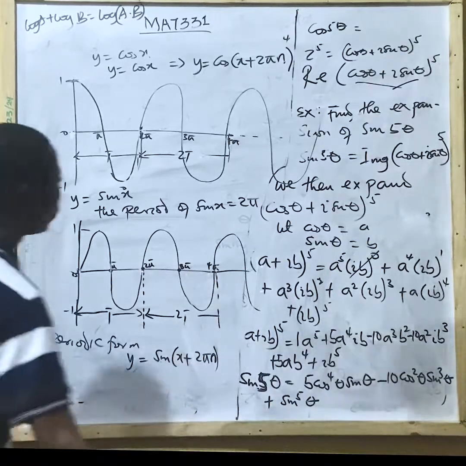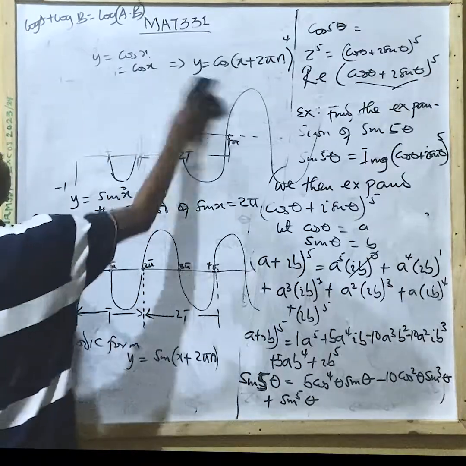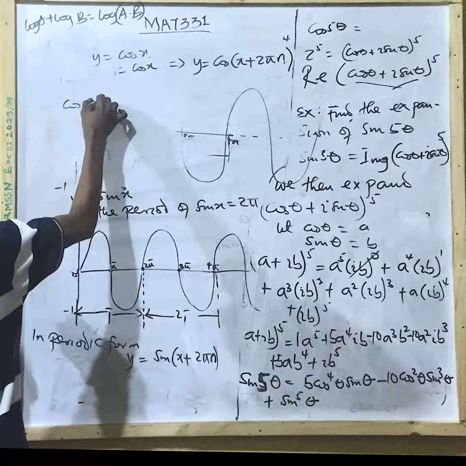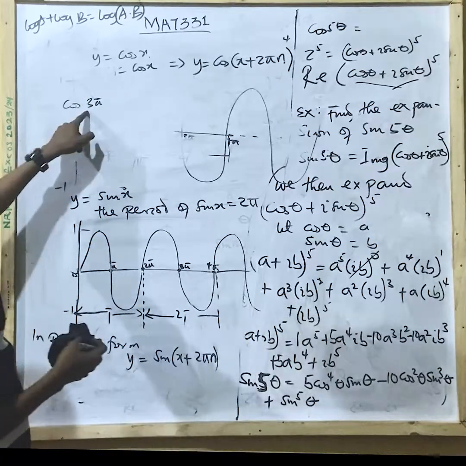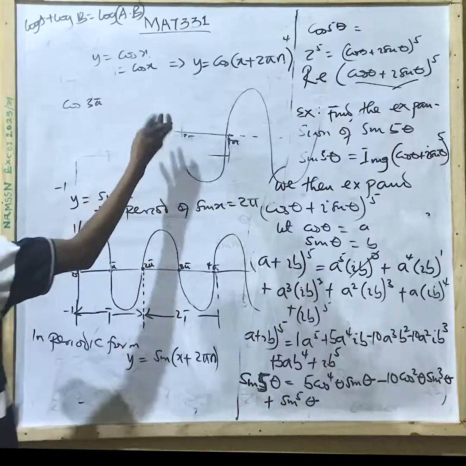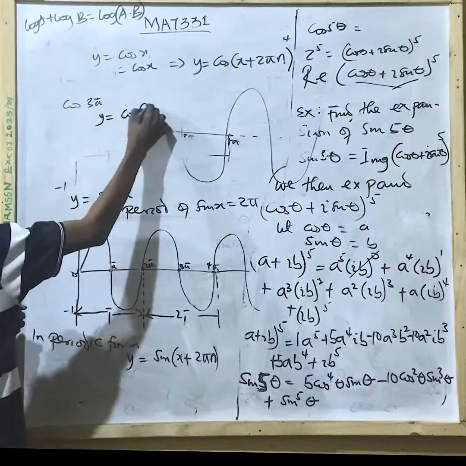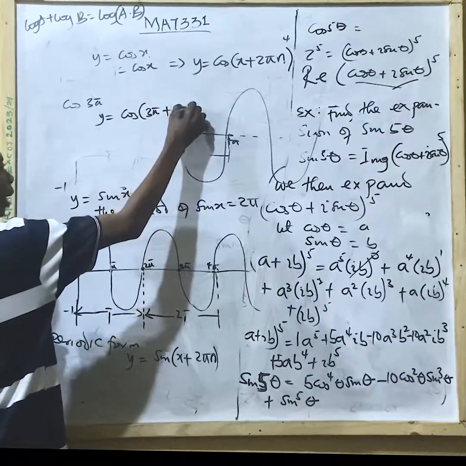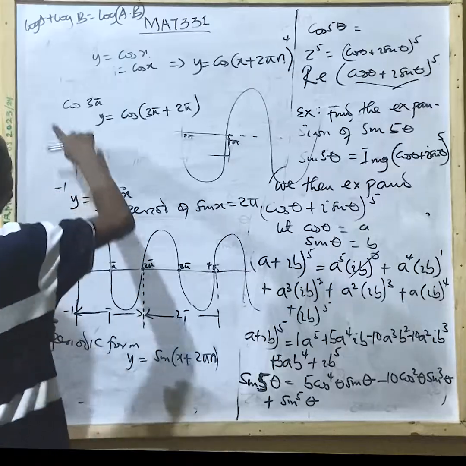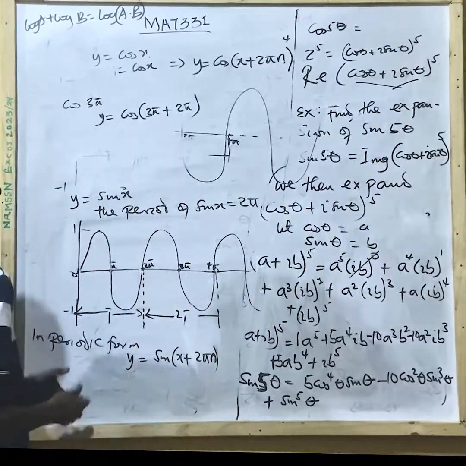So what that tells me is that, let's say I have cos 3 pi, for example, and I want to express this cos 3 pi in periodic form. Since the period of cos is 2 pi, it will be y equals cos of 3 pi plus 2 pi. So 2 pi represents the time taken to complete one oscillation.